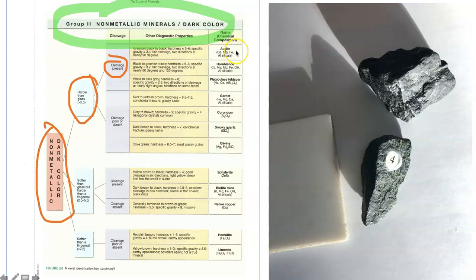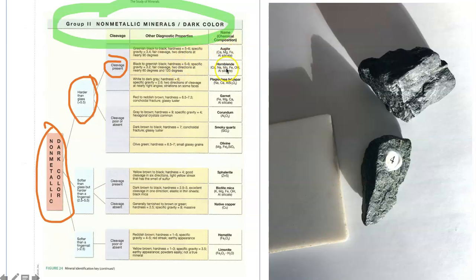We have something called augite, which is greenish black to black in color. Hornblende, which is black to greenish black in color, which is kind of funny because what exactly is the difference? And then we have plagioclase feldspar, which is white to gray. And this definitely does not look white to gray to me. This definitely looks like it's in the blacker region. So I would start to narrow in on these two.